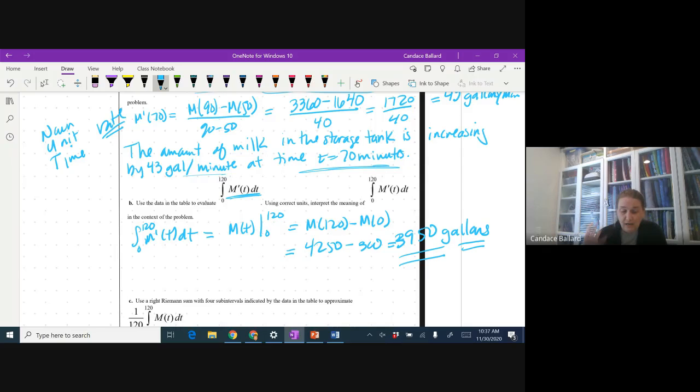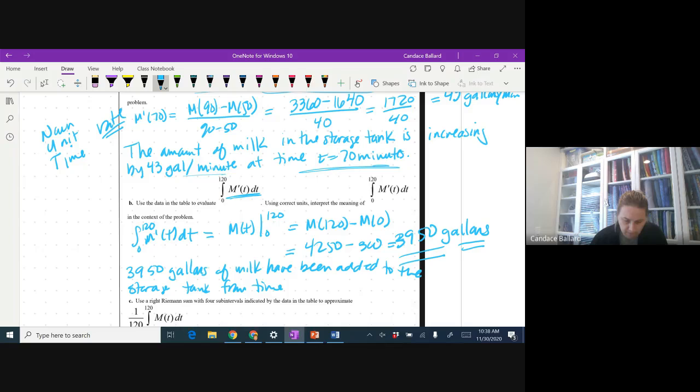So this is talking about the number of gallons of milk that are in addition to what was there to begin with. So this means that 3,950 gallons of milk have been added to the storage tank from time t equals 0 to t equals 120 minutes.